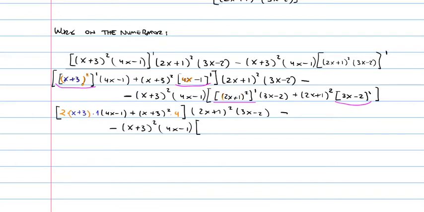Again, here we have something squared, and that something is 2x plus 1. So we start by differentiating the squared. We have 2 times something, that is 2x plus 1, times the derivative of this, which is 2. And this is multiplied by 3x minus 2, and then we have (2x+1)^2 times the derivative of this. We have 3 times x, so the derivative is 3.